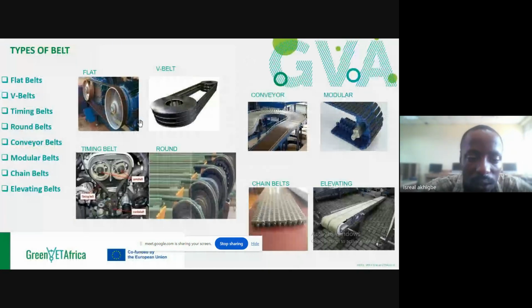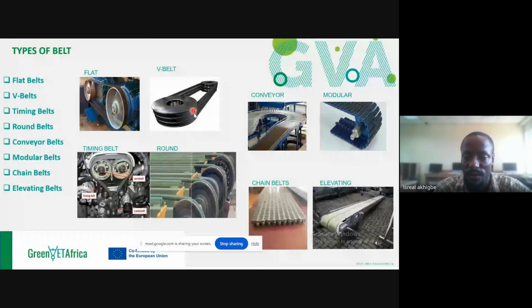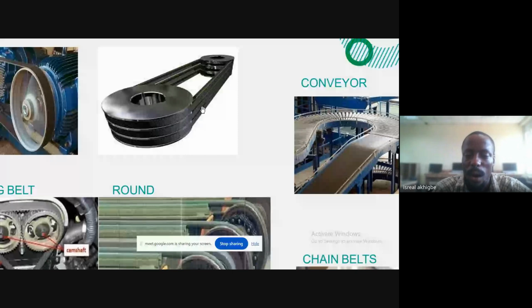Now, in what situation would you require that we use multiple pulleys and multiple belts? I would have wanted a question from you, but let me just give you the answer. At what situation do we require this? Remember that I said with your gears, you can use them for speed variation and torque multiplication.